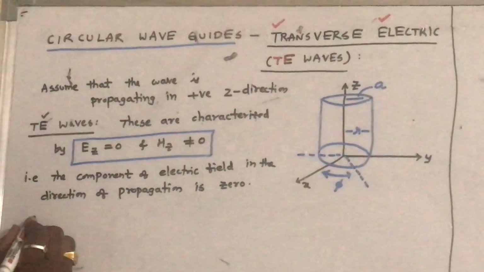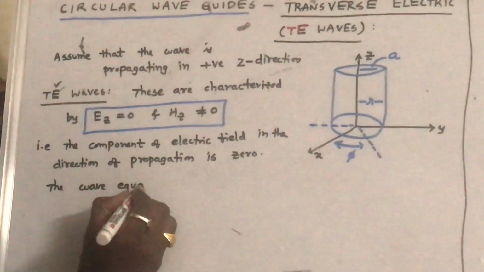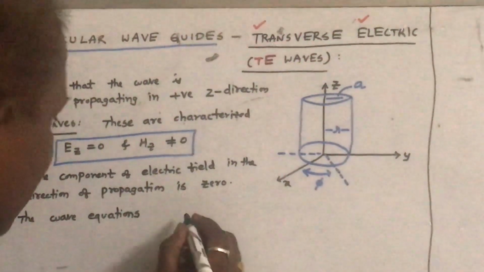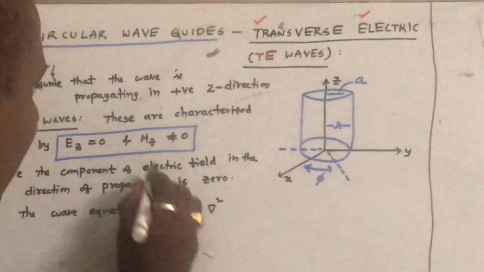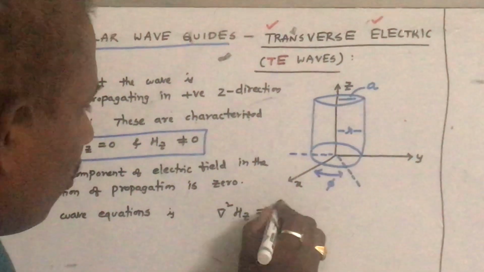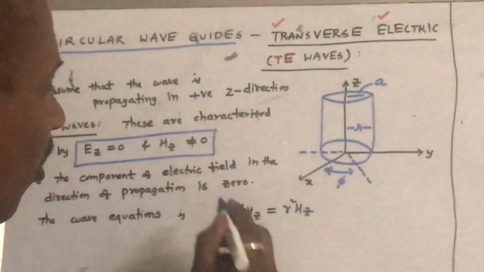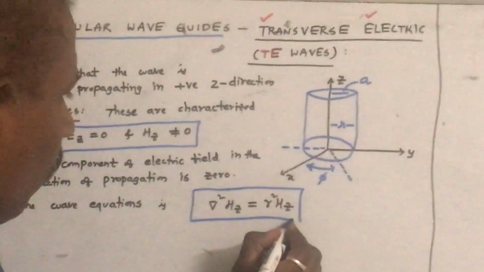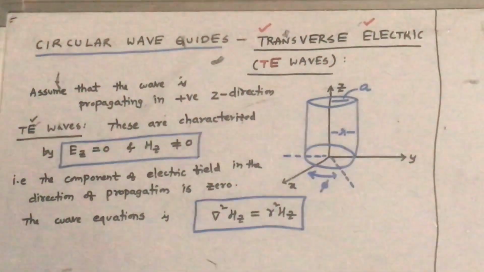So therefore the wave equation which we have derived in electromagnetics is given by del square Hz is equal to gamma square Hz, because Hz is there, where gamma is called the propagation constant of the medium. What is gamma here? The propagation constant of the medium in which the wave is traveling.